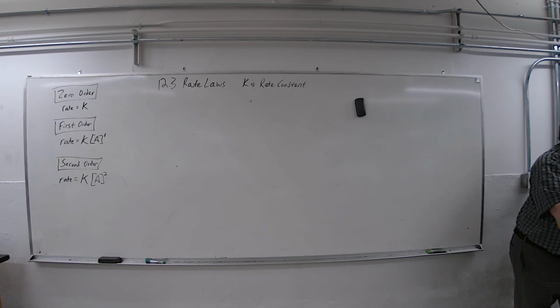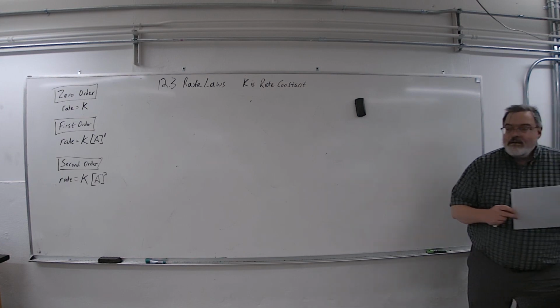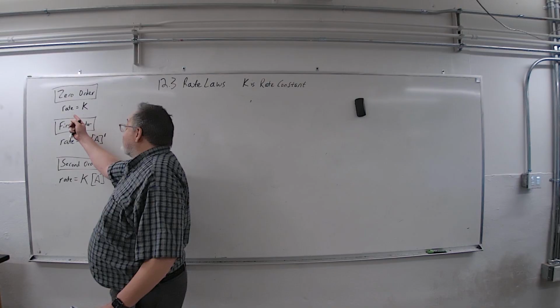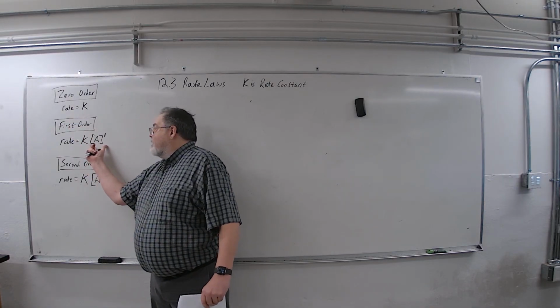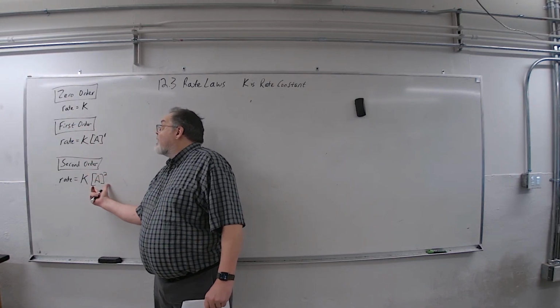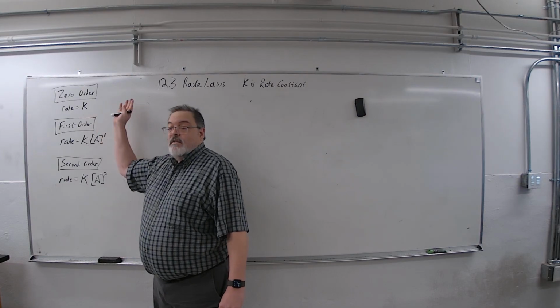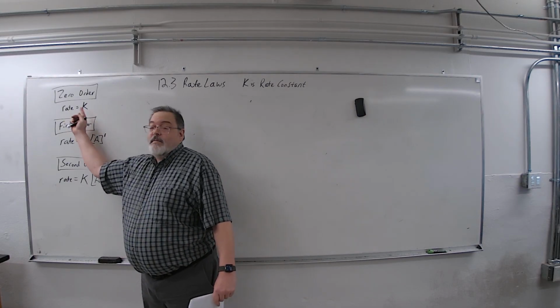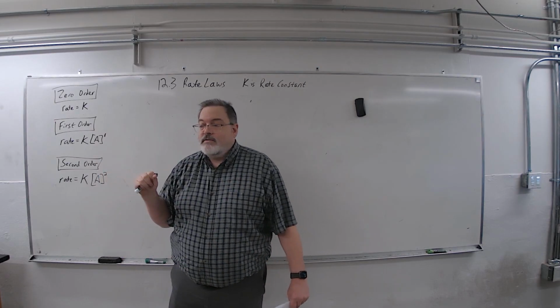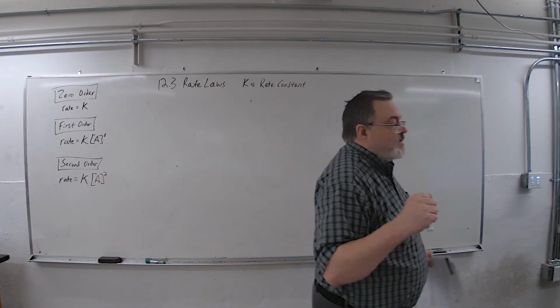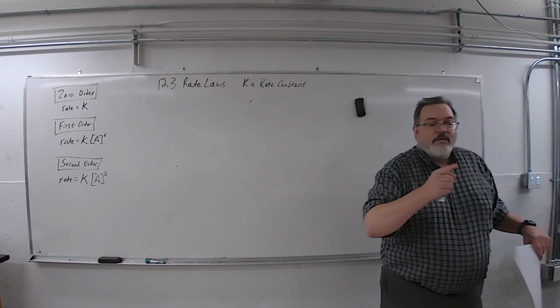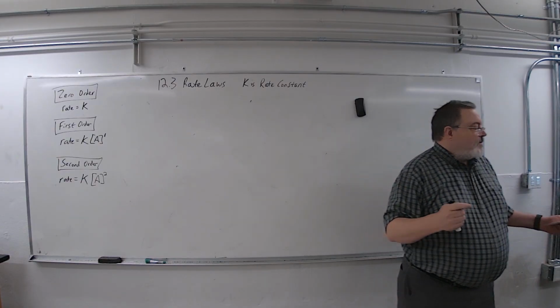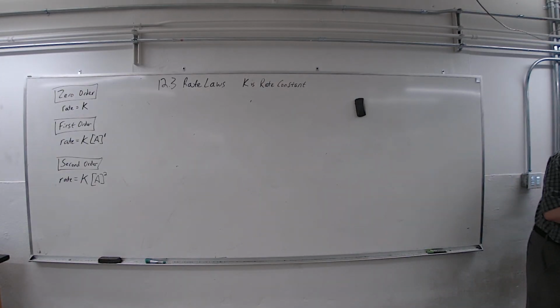So what's the overall order here? 0. Rate was independent of the concentration. This is concentration to the first value. This is concentration squared. This doesn't have concentration. So the rate always stays the same. It just equals the rate constant. Do you see how you can look at that one now and go, okay, that's zeroth order? So now you could go through the calculation.